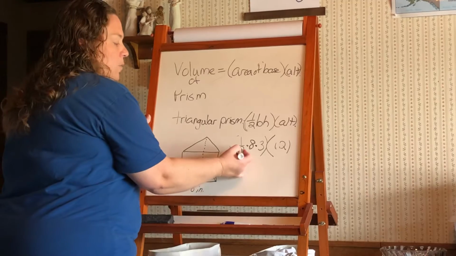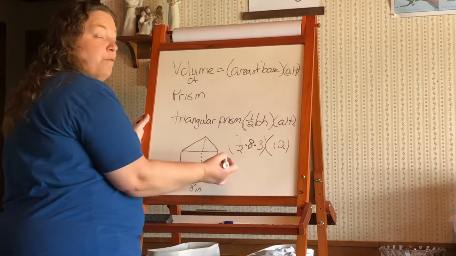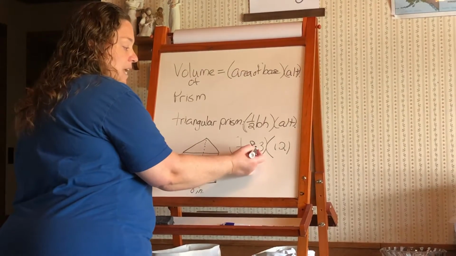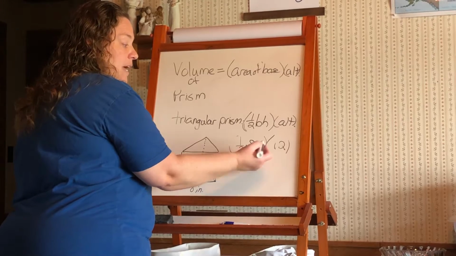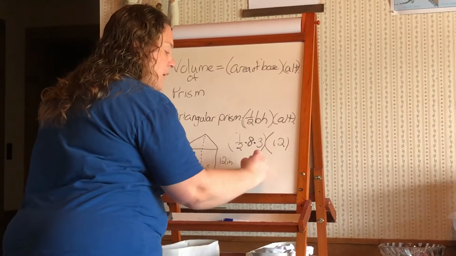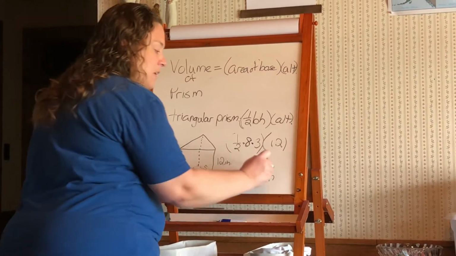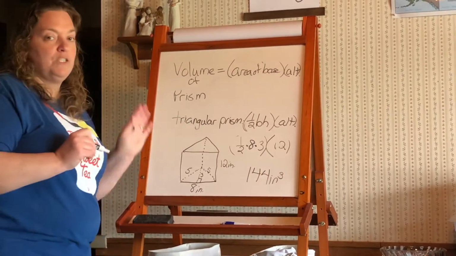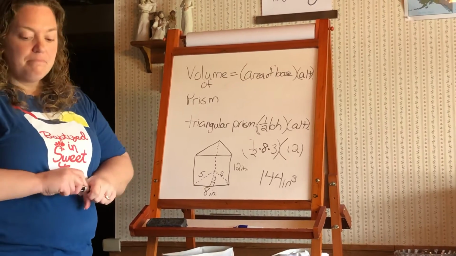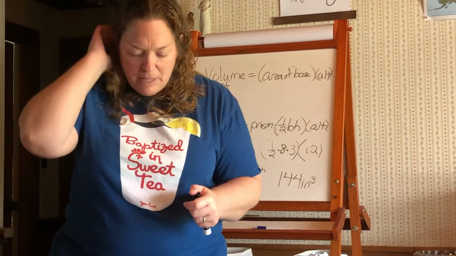So we know 1/2 times 8 is just 4. 4 times 3 is 12. 12 times 12 is 144. Our unit of measure is inches. We're doing volume, so it's cubed. Okay, I hope that made sense.